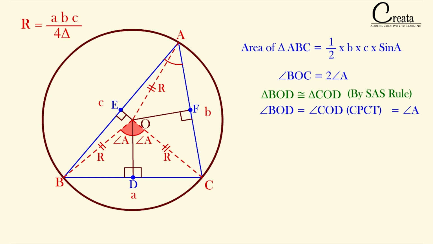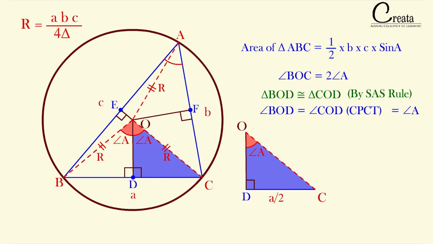Further, if we take this triangle ODC out of the figure, this side is R, this is a by 2, okay, D is the midpoint, so we can say DC is equal to a by 2, half of the complete side a, and this angle is angle A, and angle D is a 90-degree angle. That is, the triangle ODC is a right angle triangle. Can we find the value of sine A from this figure?